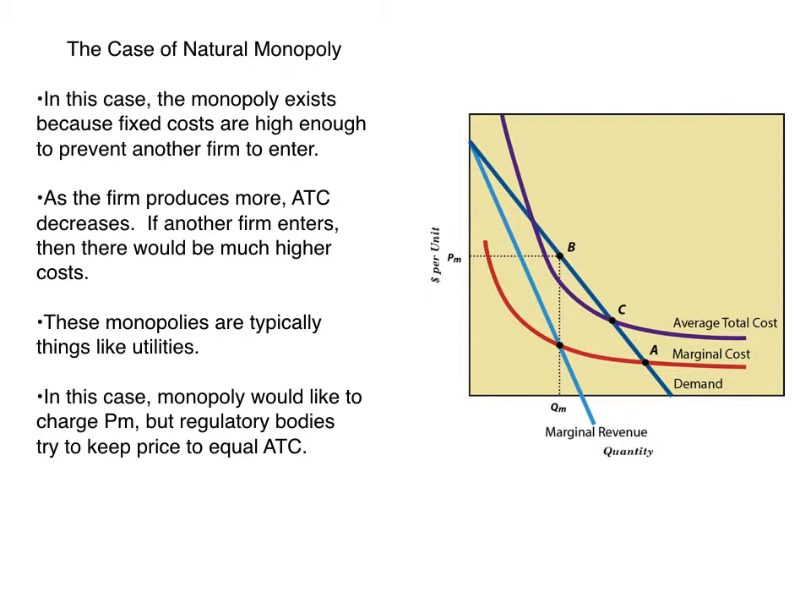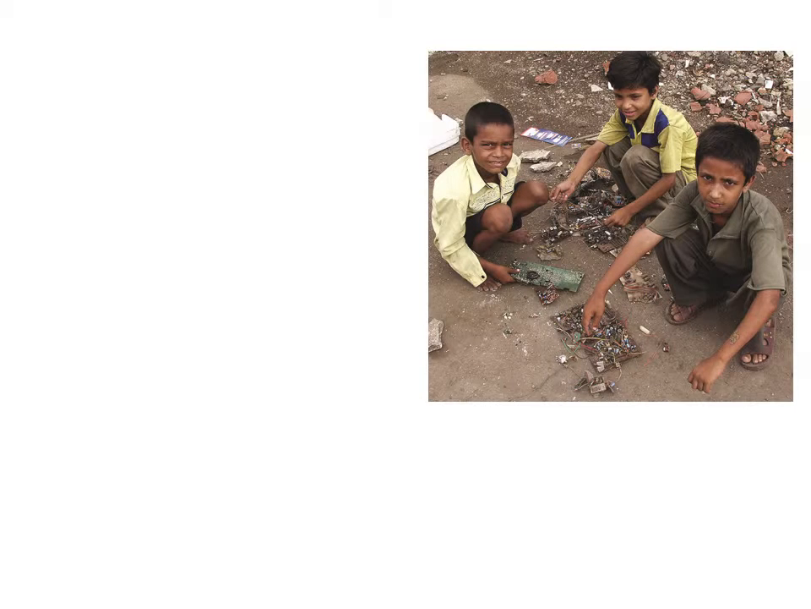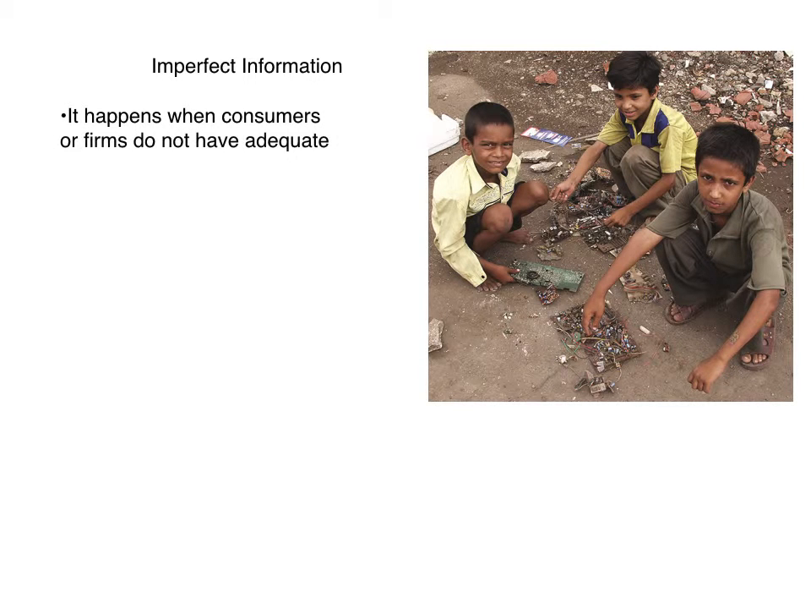Okay, that's the case of natural monopoly. Now we have a scenario called imperfect information. This happens when consumers or firms do not have adequate knowledge to weigh their decision to buy or sell. What you can see there is these three children, most likely in India. They're playing with computer parts containing heavy metals. If they had better information, they would realize that the computer parts are probably not going to be very healthy for them to play and or engage with.